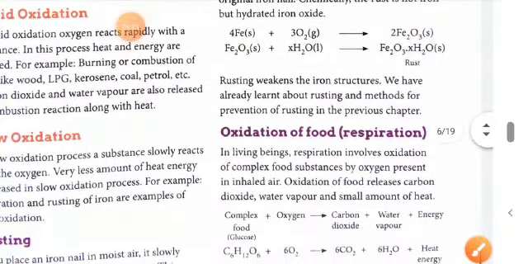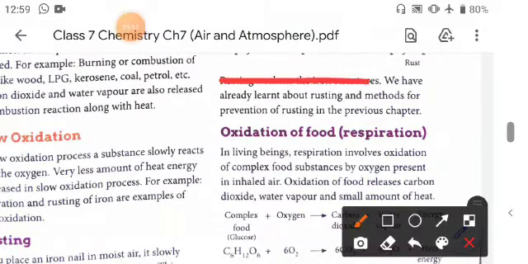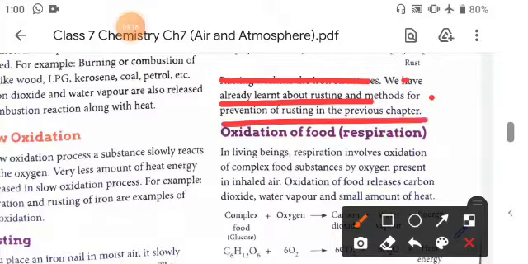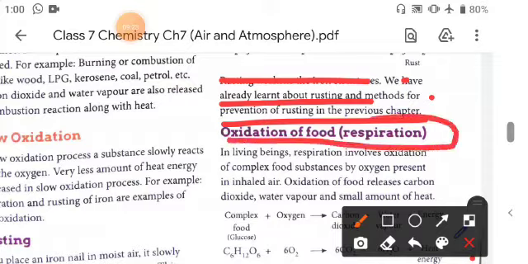Rusting weakens the iron structure, and we have already learnt about rusting and the methods of prevention of rusting in the previous chapters. And the oxidation of food: you know that the oxidation of food is called respiration. We will discuss respiration in our next video.